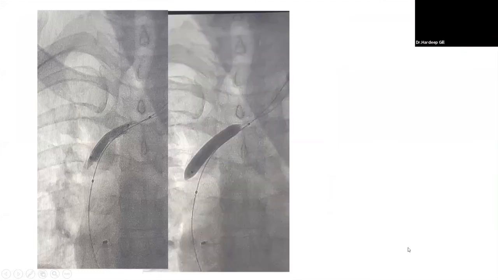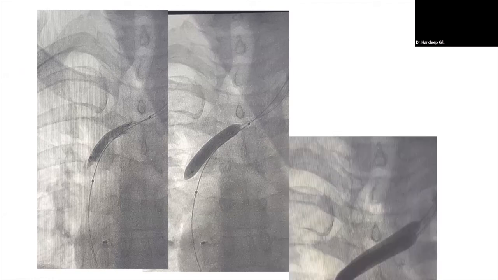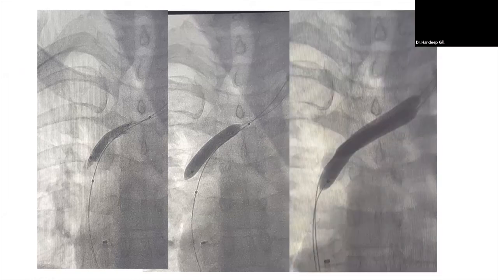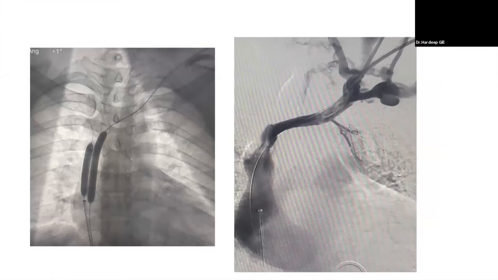So after getting access into the vein, you try to cross the lesion. The most difficult part is crossing the lesion, which may require use of multiple catheters and multiple wires. But once you've crossed, then angioplasty is done. Single balloon followed by double balloon, because we don't have diameters of more than 12 millimeters, and we would probably want to reach diameters of at least 16 or 18 millimeters when we are looking at the innominate veins and the superior vena cava. So that's a double balloon technique.